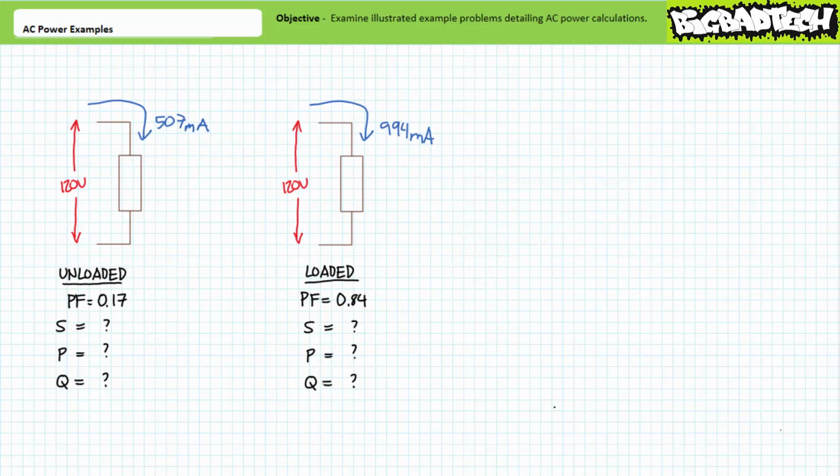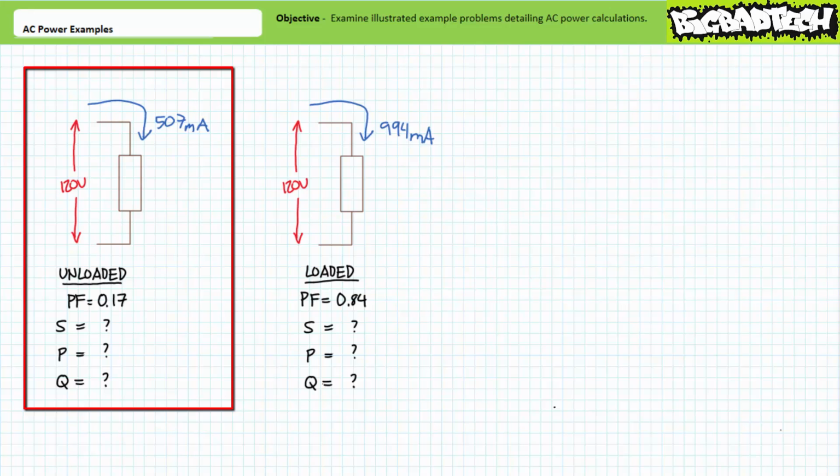Let's say the single winding experiences a voltage differential of 120 volts, and while the motor is unloaded, the single winding draws, let's say, 507 milliamperes of current at a power factor of 0.17. An example of an unloaded motor would be a free-spinning grinder before the grinder makes contact with a workpiece, where rotational speed is pretty high. However, the twisting force or torque produced by the rotating shaft is relatively low.